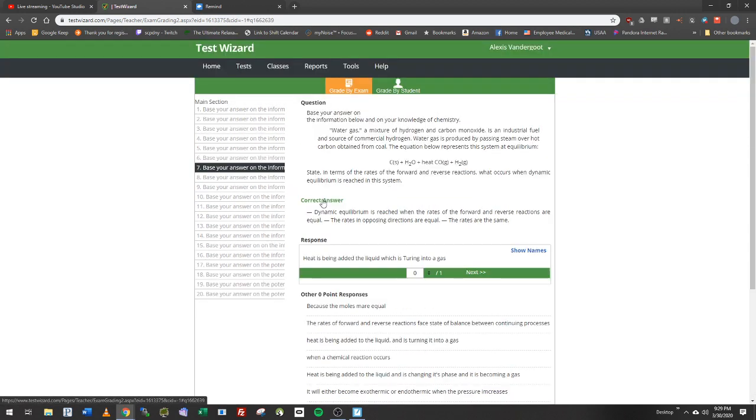So, moving on to number 7. State in terms of rate of forward reaction and reverse reaction. Number 7 is actually just like number 1. I was looking for the word equal.